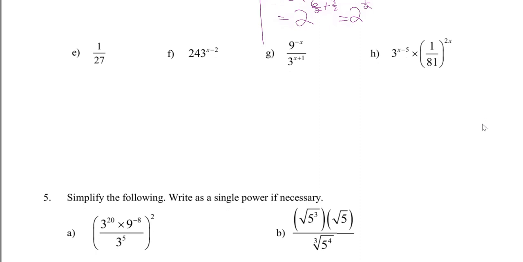So E, F, G, and H are all powers of 3. So what is 27 as a power of 3? So 3 cubed. Okay, so if we write it as a positive exponent, it's just 3 cubed. Yep. Oh, right. Did miss P.